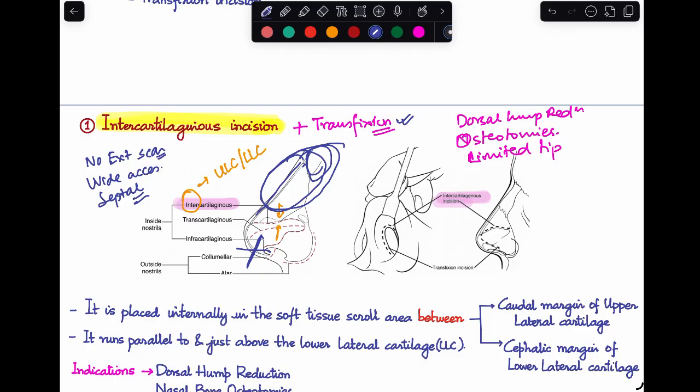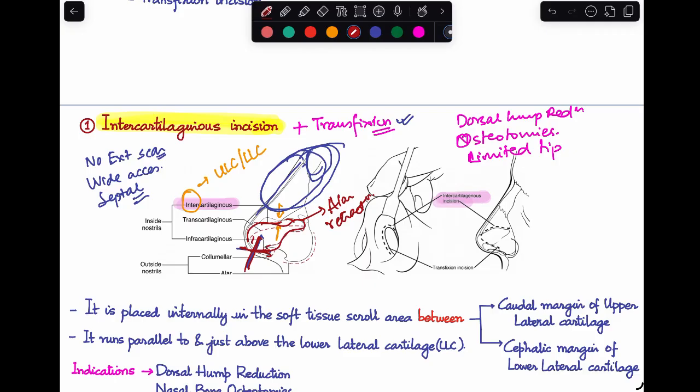Next, coming to disadvantages, as I already mentioned, we cannot get much access to the tip. We have a very limited tip access over here. Second, because we are giving an incision in the soft tissue scroll area, we can end up causing disruption to the scroll area that can lead to alar retraction. Third, this does not allow the full delivery of the lower lateral cartilage.